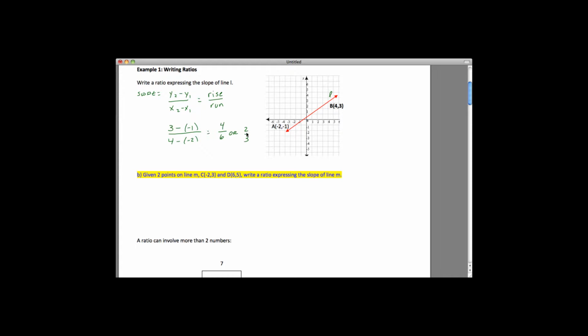Okay? And in this one that's highlighted here, I would like for you to try this one. In this case, I don't give you the graph, but I give you the 2 points. So write a ratio expressing the slope of line M. You can go ahead and pause right here. Okay? I am going to move on.